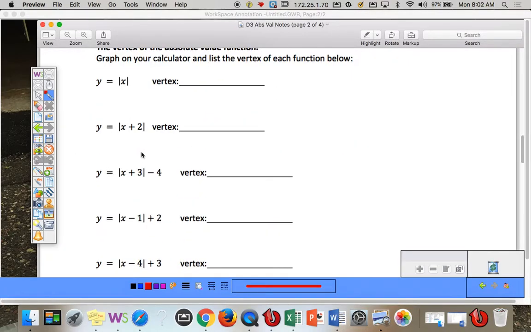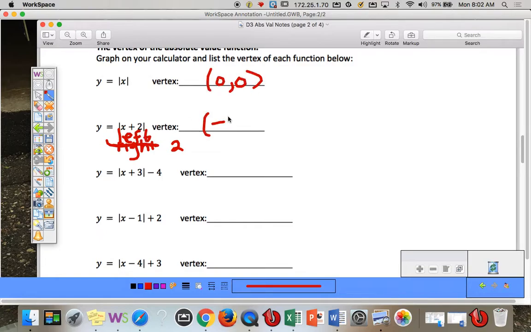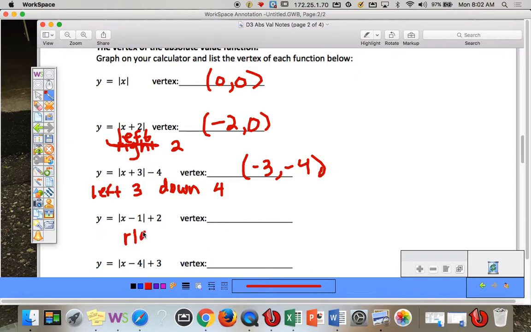And if we know that this shifts right 2, I'm sorry, this is left 2, not right 2, the vertex will be at -2, 0. If this shifts left 3, down 4, it will be -3, -4. This one shifts right 1, up 2, so the vertex would be 1, 2. And this one shifts right 4, up 3, so 4, 3.